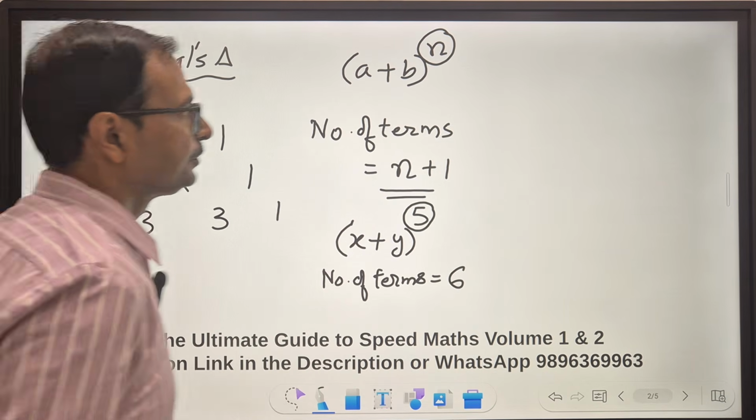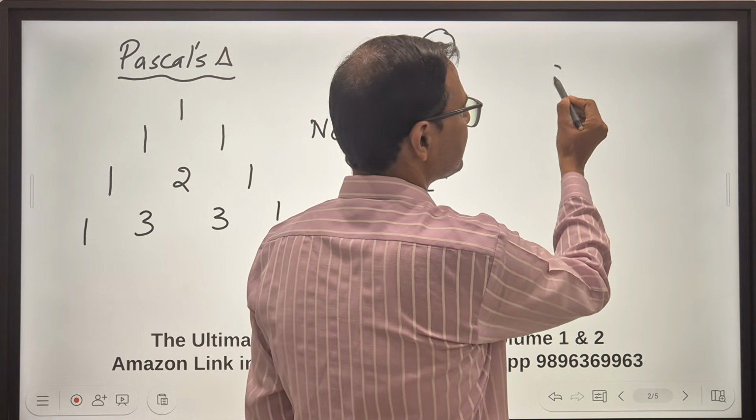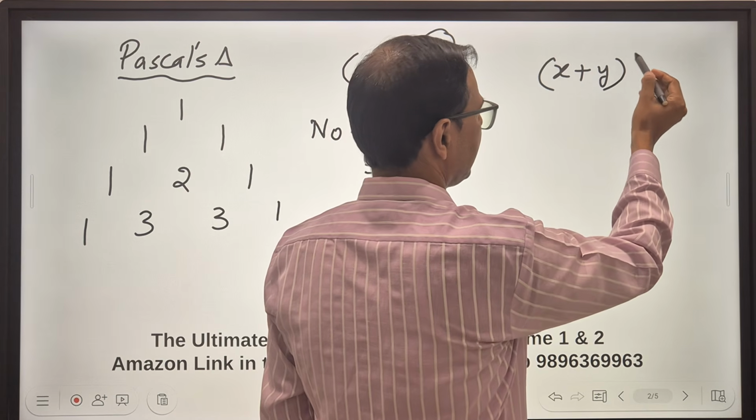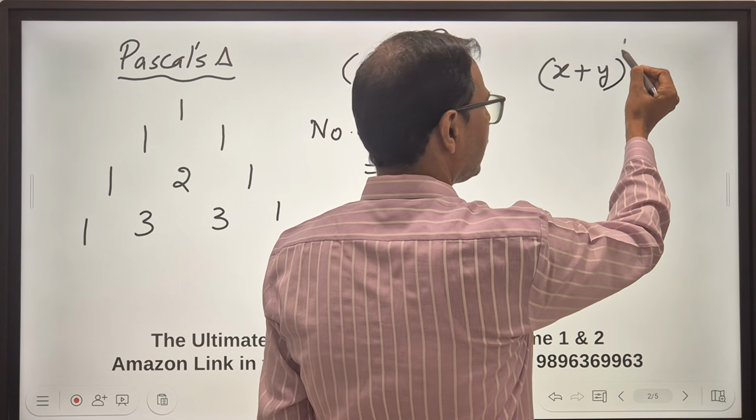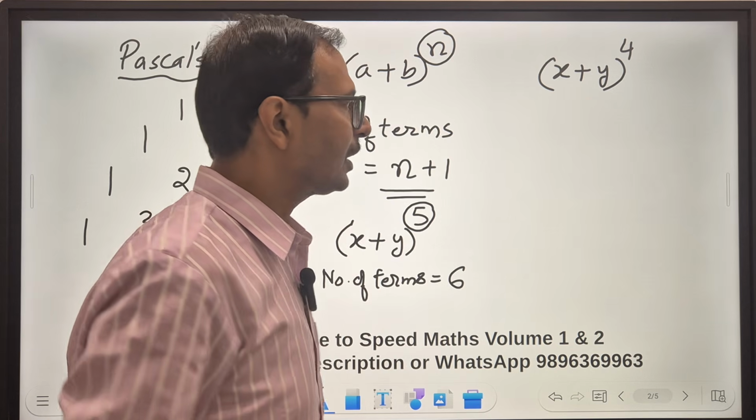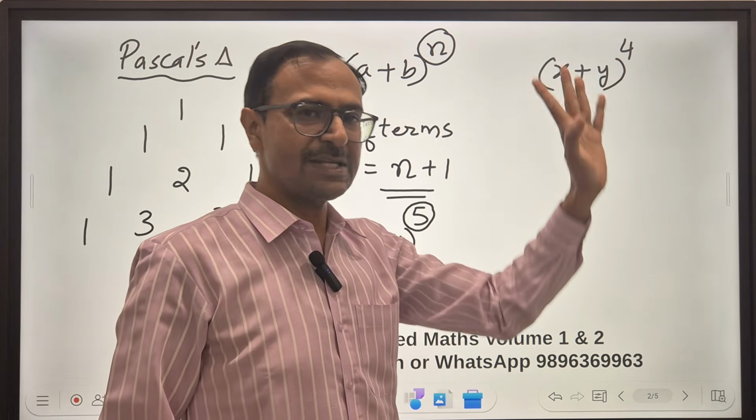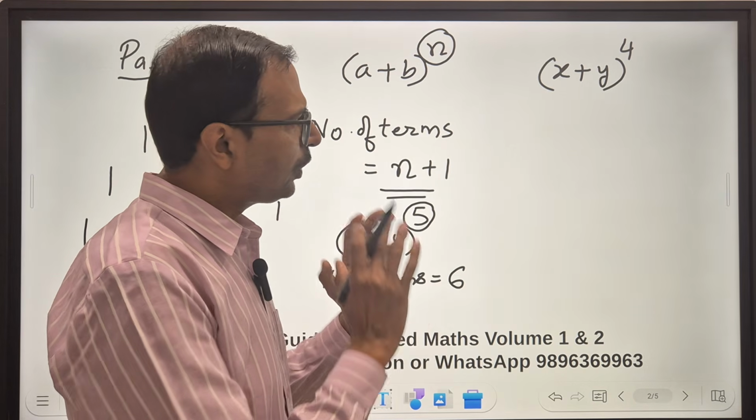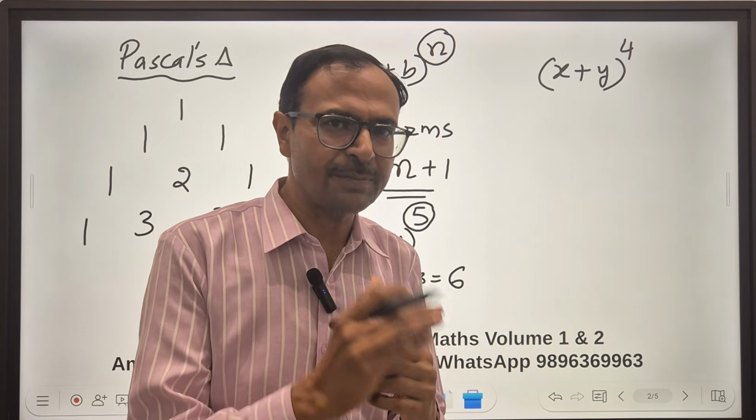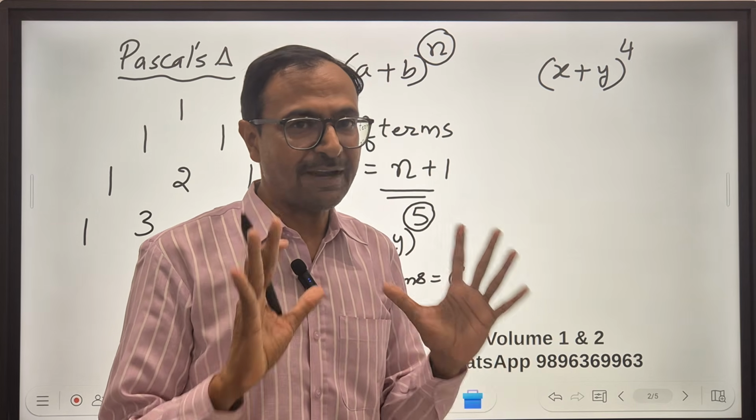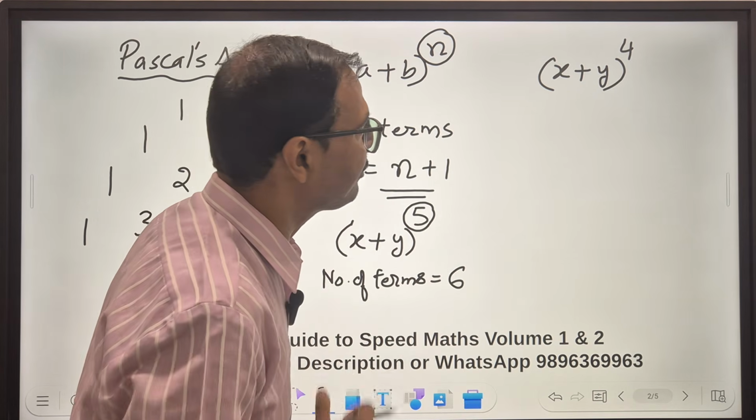And the third one: when I write the expansion of (x plus y) raised to power anything, say 4, I'll start with the 4. I have 5 terms, right? You know the second concept, 4 plus 1 is 5, so 5 terms. Now, what will happen in those 5 terms? There is a sequence, a rule which the 5 terms follow. And what are those 5 terms?